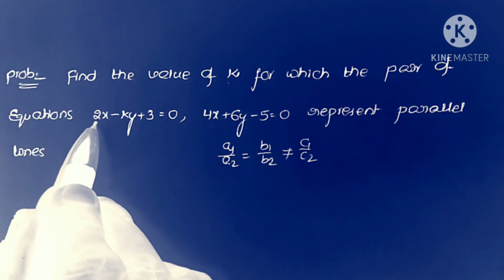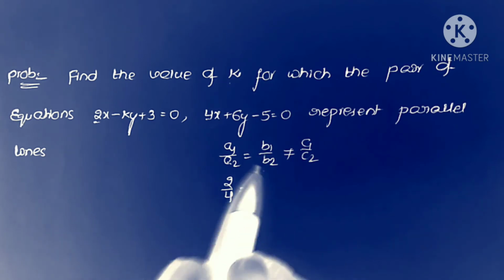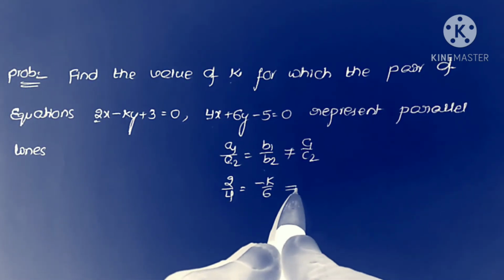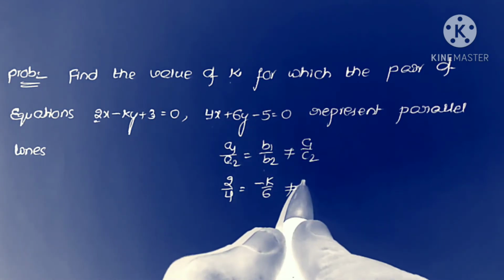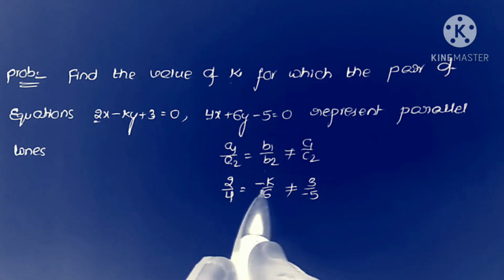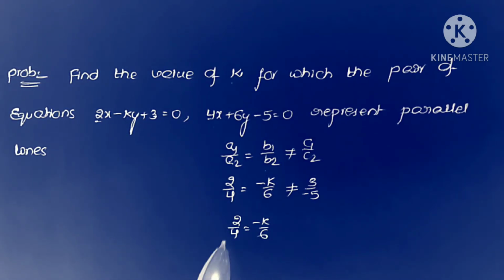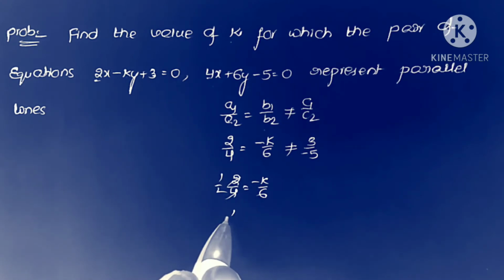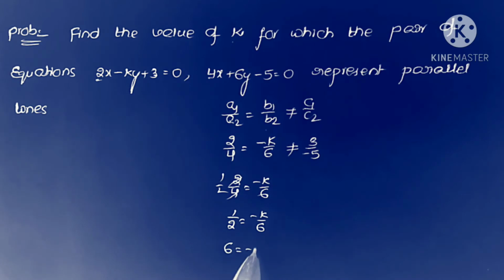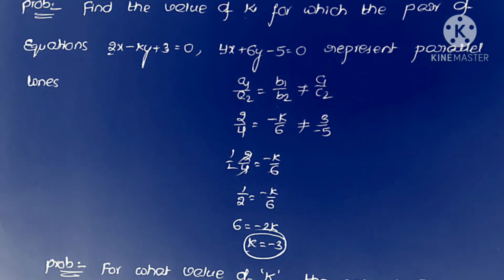That is, a1 by a2, that is 2 by 4, is equal to b1 by b2, that is minus k by 6, is not equal to c1 by c2, that is 3 by minus 5. So first we take these two values. 2 by 4 is equal to minus k by 6, means 1 by 2 is equal to minus k by 6, then 6 is equal to minus 2k, then the value of k is equal to minus 3. This is the first answer.